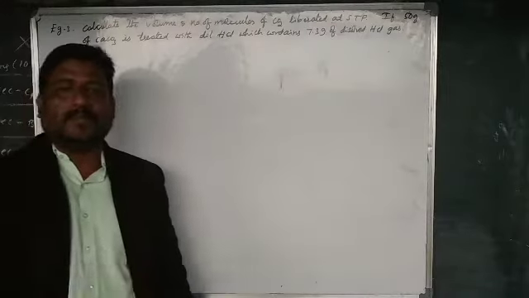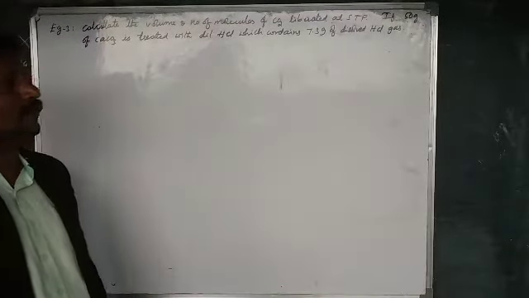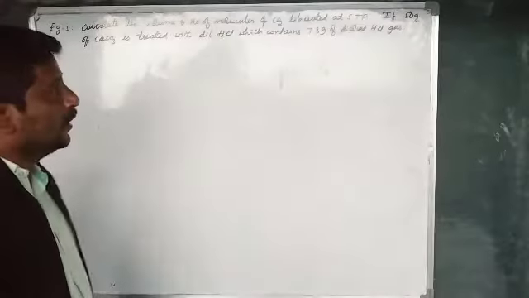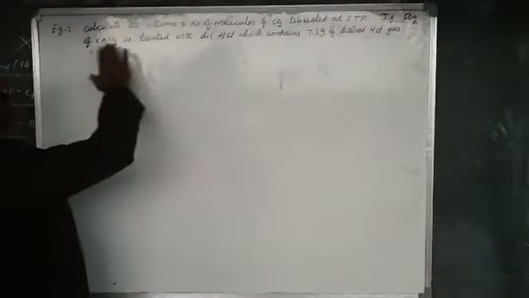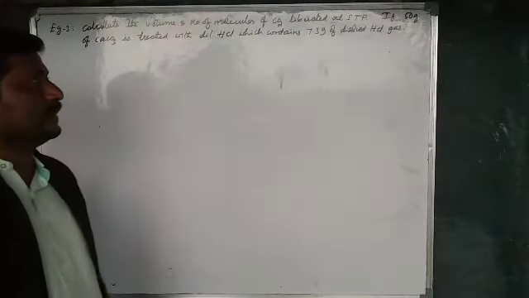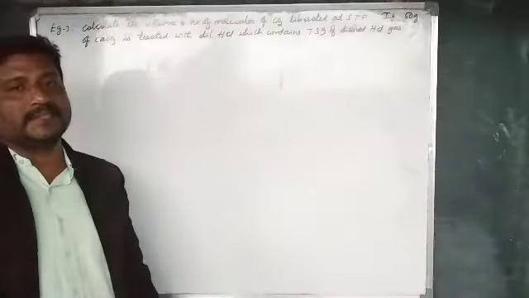Let us solve the last problem in this lesson. Calculate the volume and number of molecules of carbon dioxide liberated at STP, if 50 grams of calcium carbonate is treated with dilute hydrochloric acid which contains 7.3 grams of dissolved HCl gas.